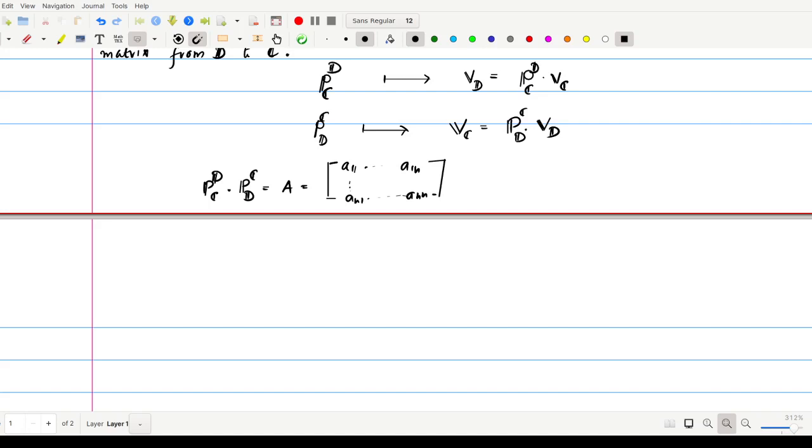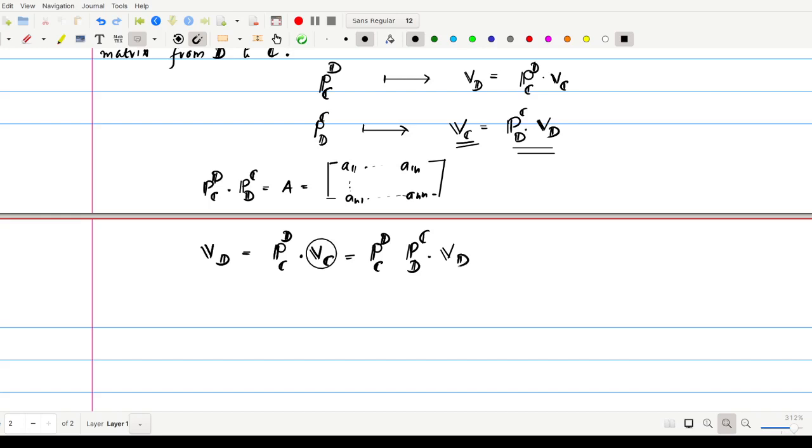If we write V_D, by definition V_D is equal to P_CD times V_C. But we know that V_C can be written by replacing V_C with this expression, P_DC times V_D. So we write P_CD, and we replace V_C by this equation, that is P_DC times again V_D. So this can be written as A times V_D, where we have put A equal to this product. So this is A times the coordinates of V relative to the basis D.